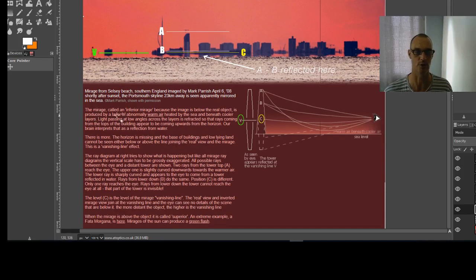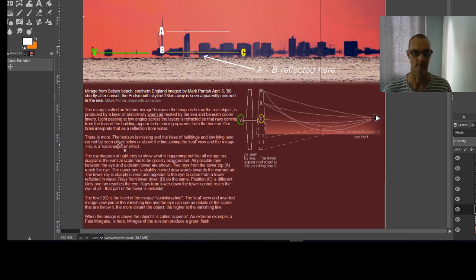All right, so the mirage, called an inferior mirage because the image is below the real object, is produced by a layer of abnormally warm air heated by the sea and beneath cooler layers. Light passing at low angles across the layers is refracted so that rays coming from the tops of the buildings appear to be coming upwards from the horizon. Our brain interprets that as a reflection from water.